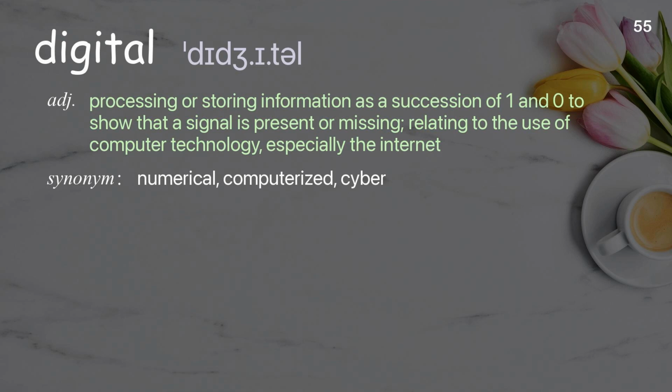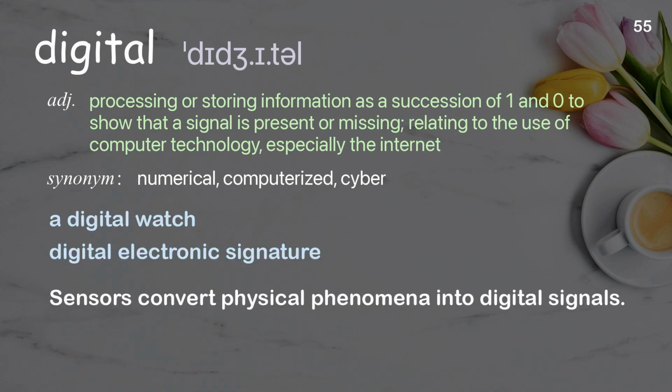Digital: processing or storing information as a succession of 1 and 0 to show that a signal is present or missing, relating to the use of computer technology, especially the Internet. Examples: a digital watch, digital electronic signature. Sensors convert physical phenomena into digital signals.